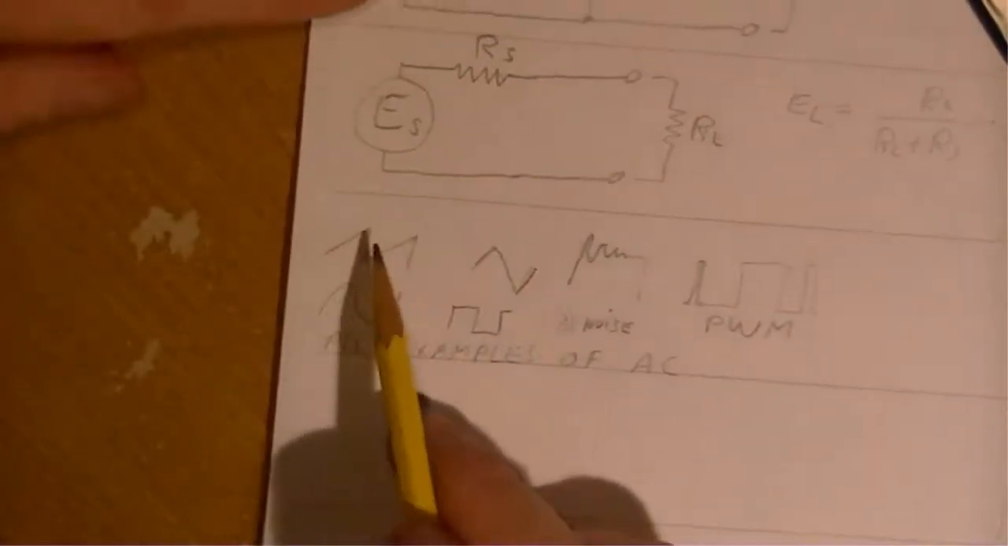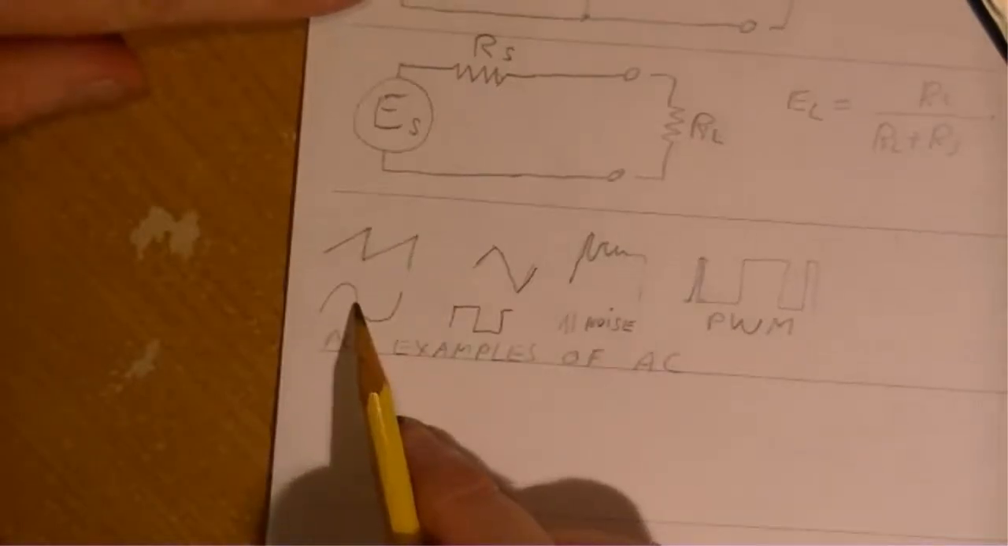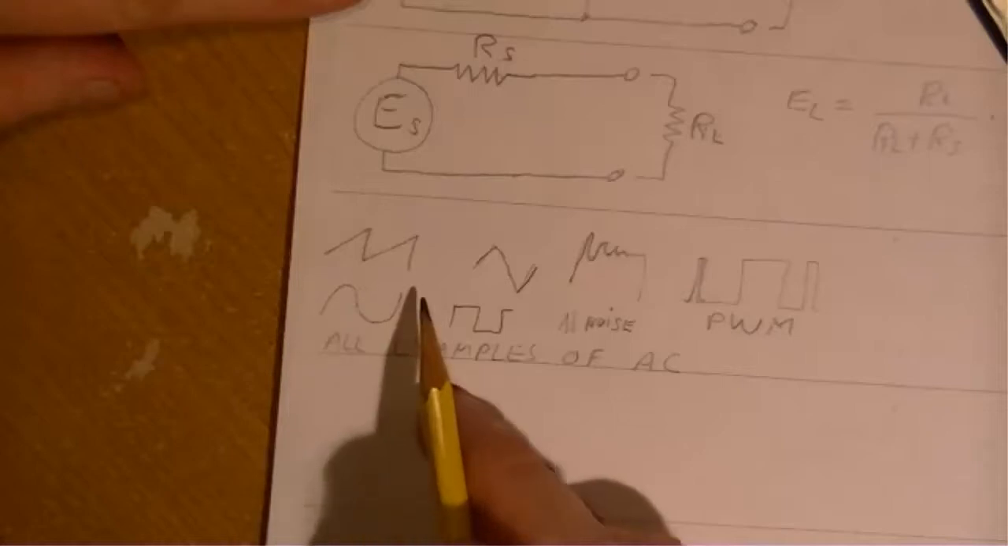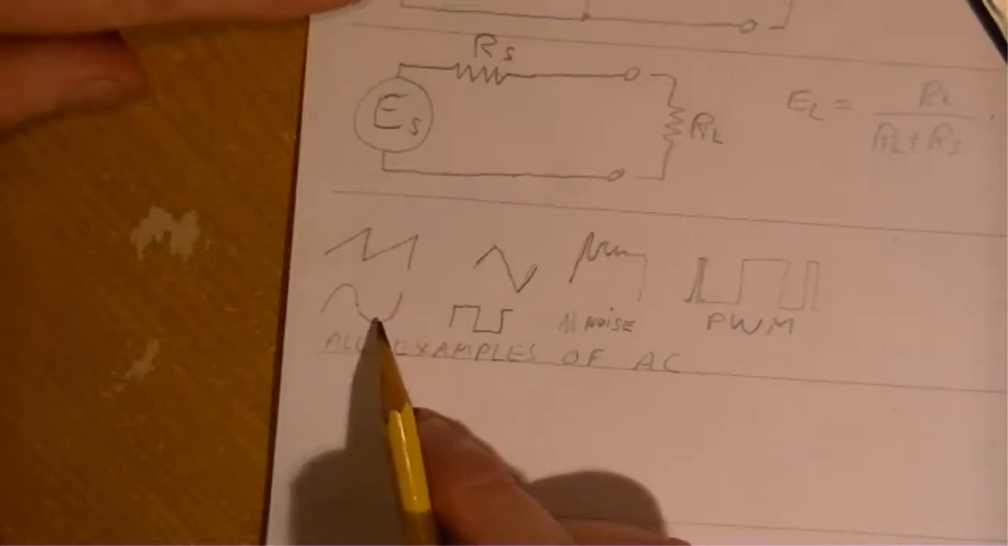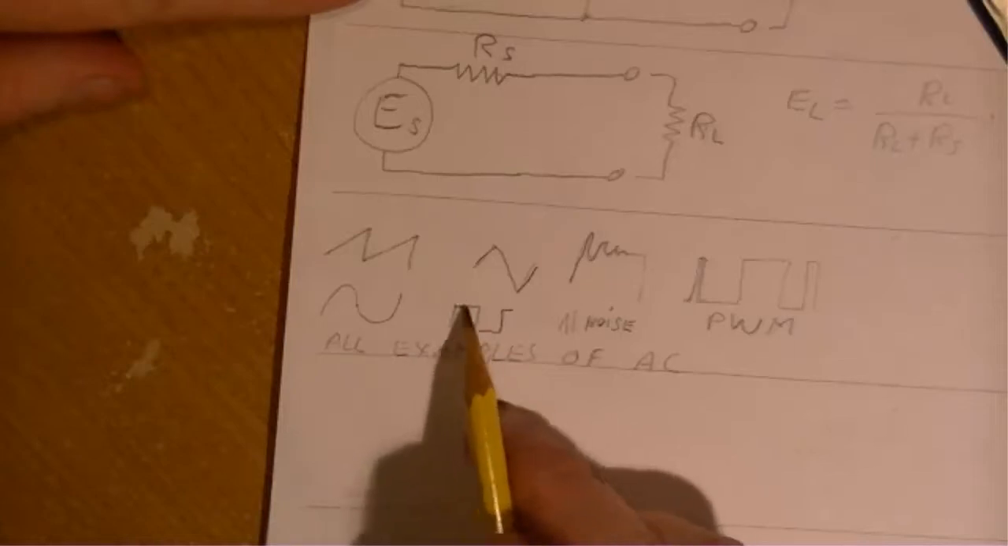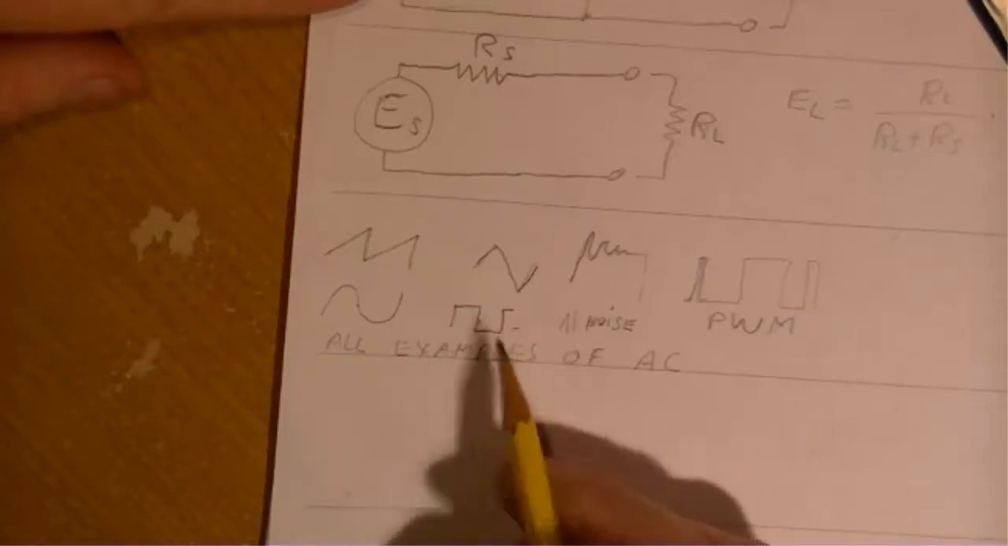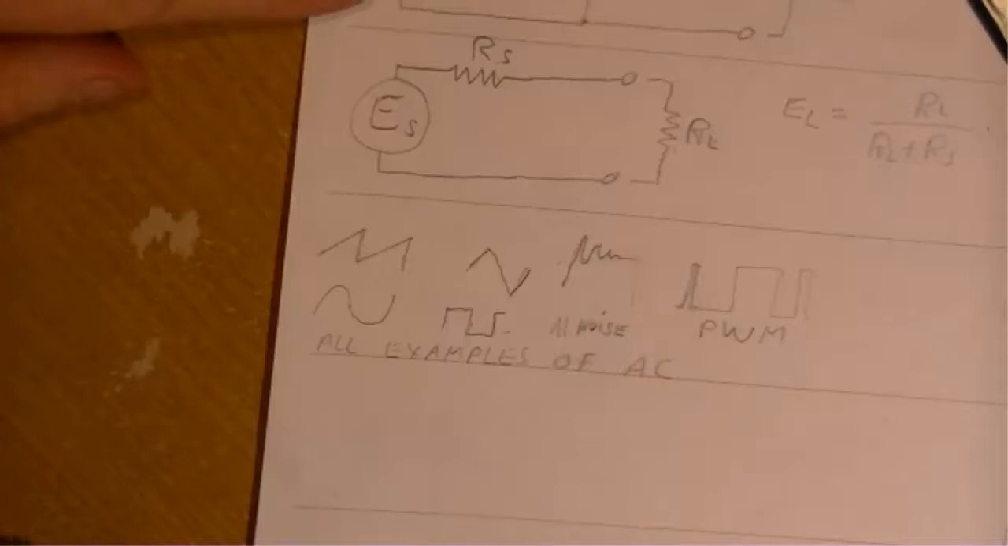AC. When you say AC as opposed to DC, a sawtooth is AC. Okay? It's not just a sine wave. When people think of AC, they think of a sine wave. No. A sine wave is just one of many AC signals. A square wave is AC. It's made up of a lot of small sine waves. So everything is made up of small sine waves.